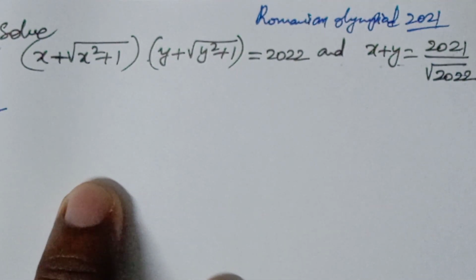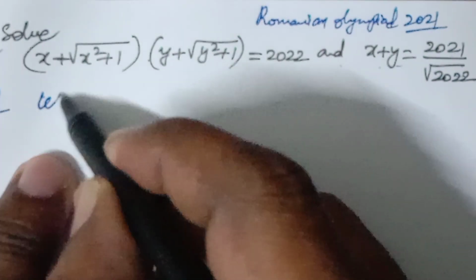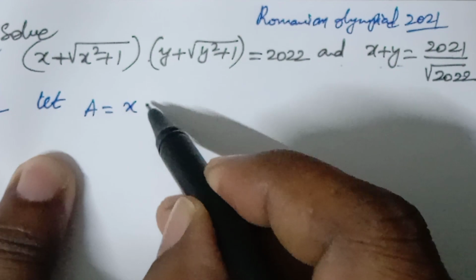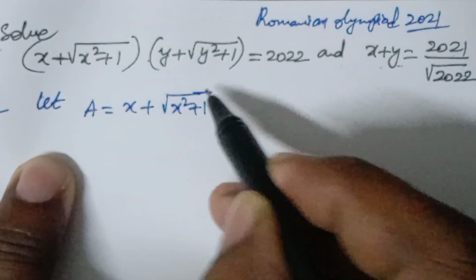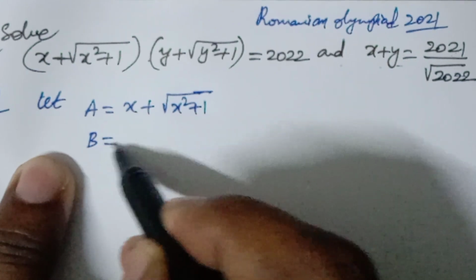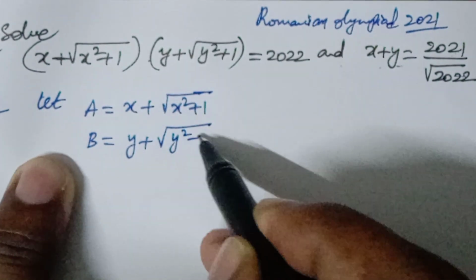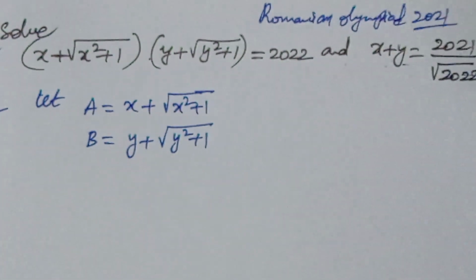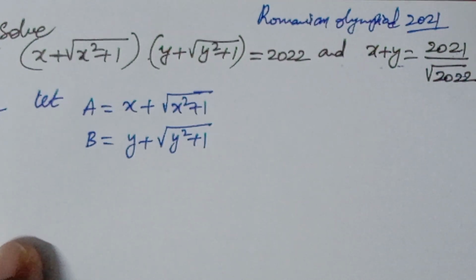So here the question is given. Let a = x + √(x²+1), b = y + √(y²+1). So these are the values of a and b. Here these values you can write in another way also.